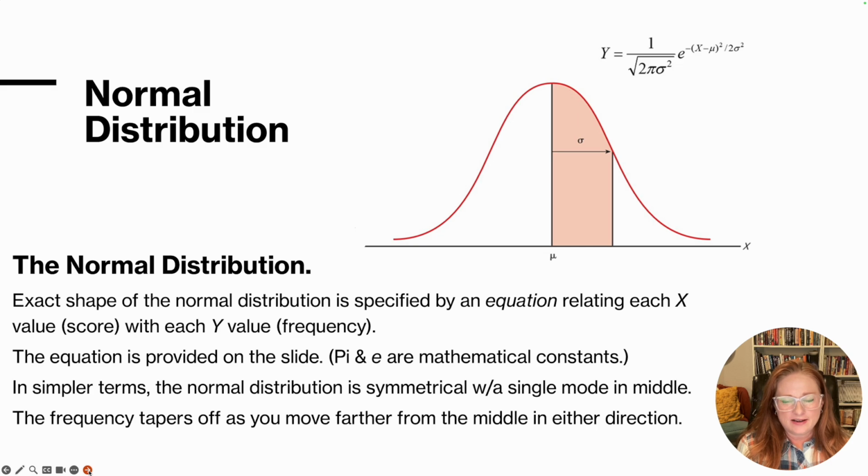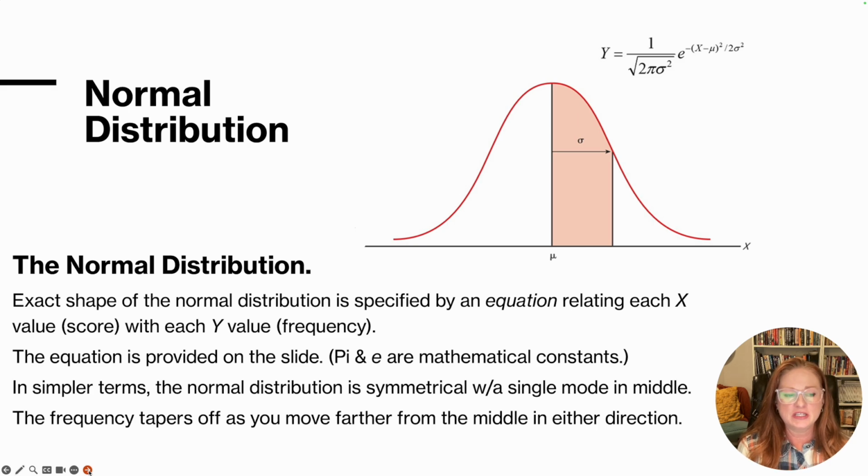Don't freak out about the equation in the top right-hand corner there. That's just the mathematical constants, right? Pi and e are mathematical constants. So yes, this is another way of looking at it. No, it's not going to show up on a test. It's okay. This is just showing you the mathematical equation of the normal distribution.